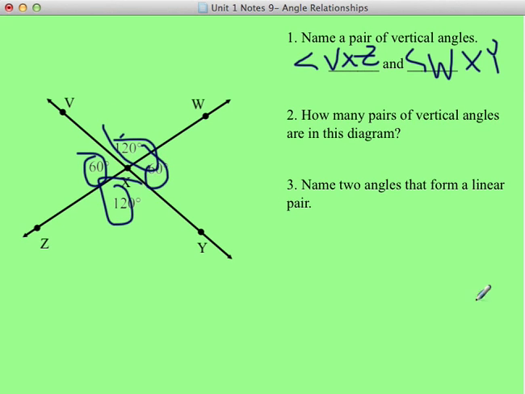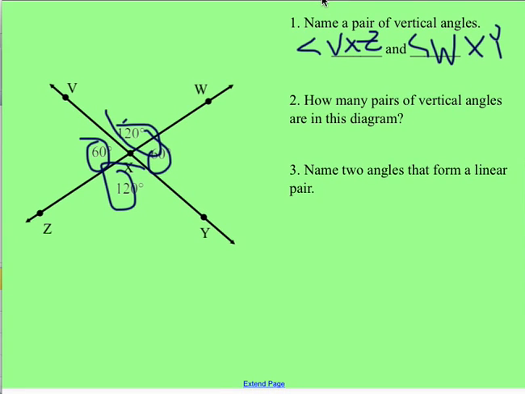Okay, so there. Next, number 3, name 2 angles that form a linear pair. So we want angles that are going to form a line. So let's take a look and let's find a line. I'm going to go ahead and erase that. So I notice here's a line right here, and I have 2 angles that form it. This angle and this angle.